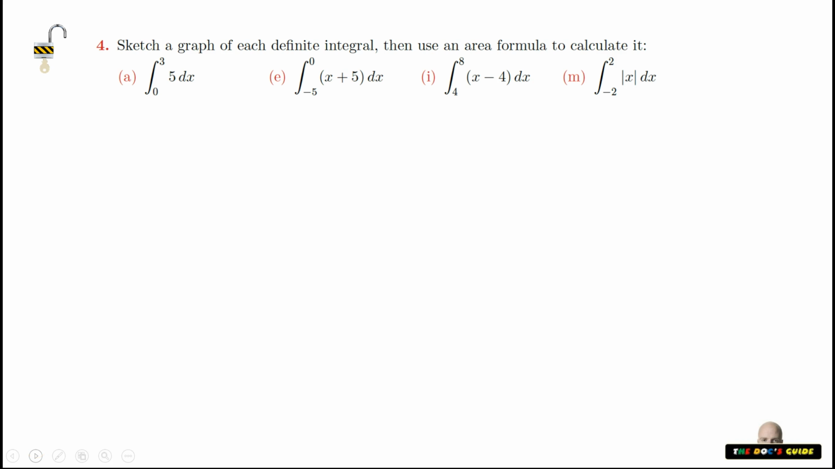So we've seen that there's a link certainly between the concept of the definite integral and the area under the curve.